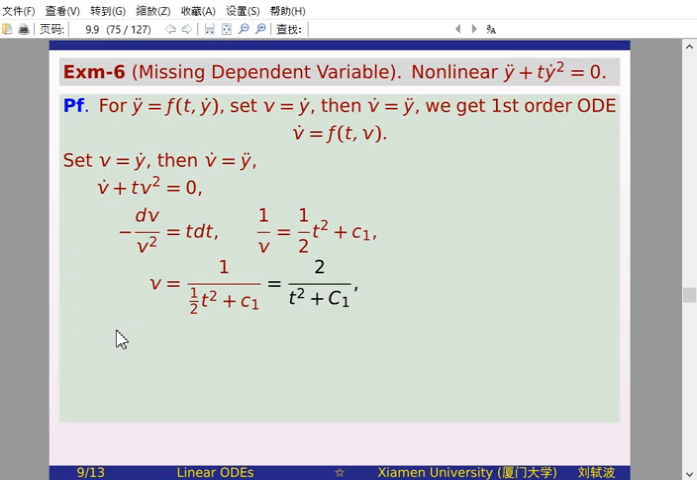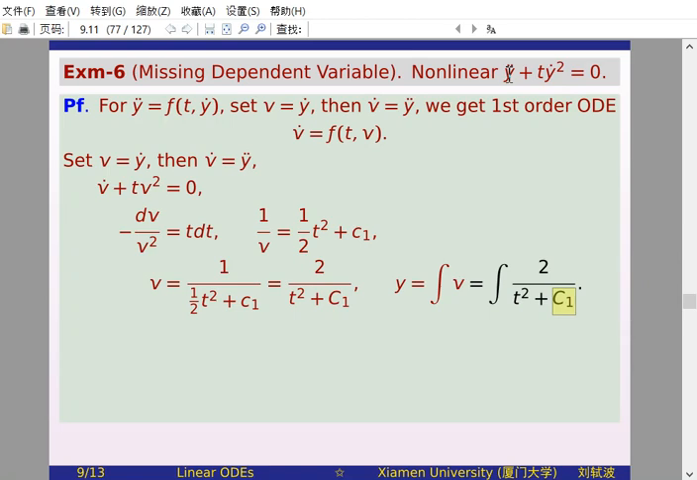And y is the integral of this v. Note that our v already contains an arbitrary constant. After integrating v, we will obtain another arbitrary constant. Therefore, the resulting y will contain 2 arbitrary constants: one is c1 contained in v, the other is c2. So our equation is a second order equation.